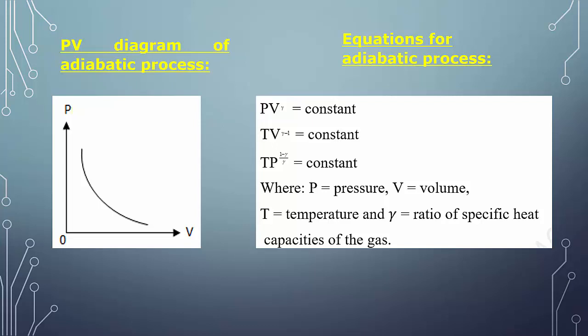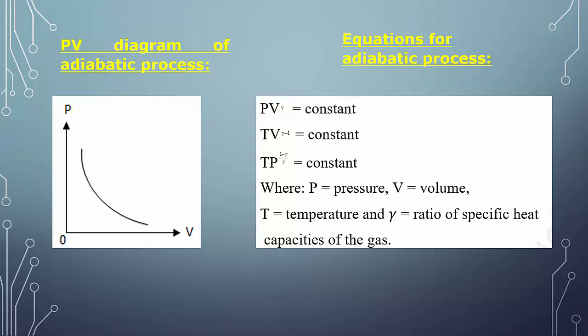Then PV diagram for adiabatic process. So here also we considered PV, means pressure and volume variables. Temperature is changing here, but as volume increases, pressure decreases. This is the PV diagram for adiabatic process. And the equations for adiabatic process. What equations are we using in adiabatic process?